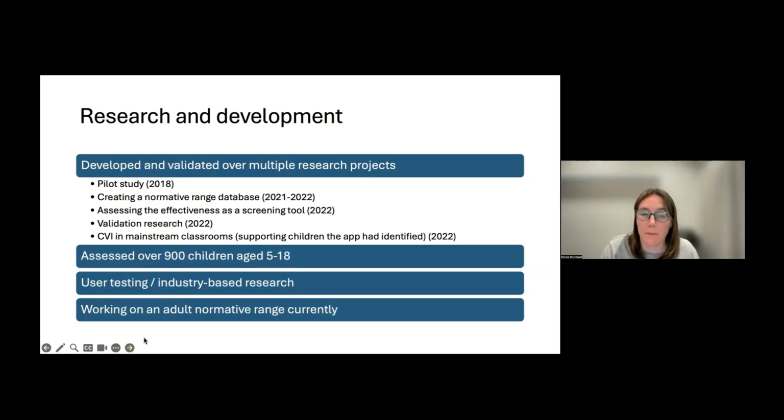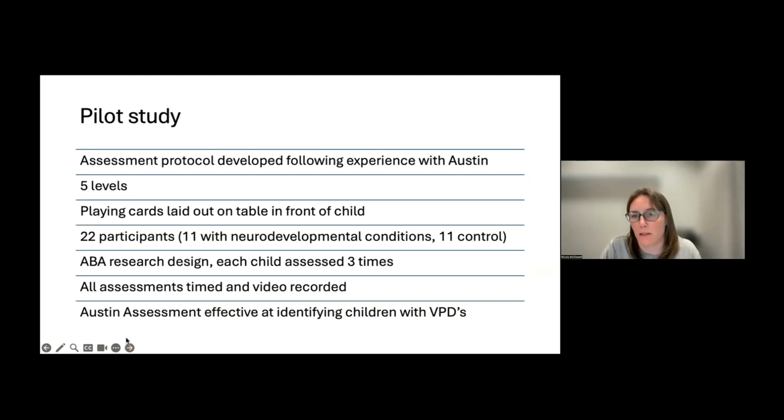So there have been numerous research projects that have gone into developing and validating the Austin assessment. I've assessed over 900 children aged between 5 and 18 for this validation. It's been user tested in industry-based research, and I'm also working on an adult normative range currently. So just a little bit more about the research that's happened.